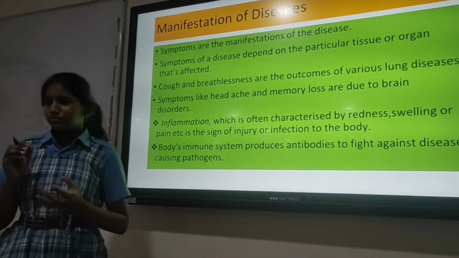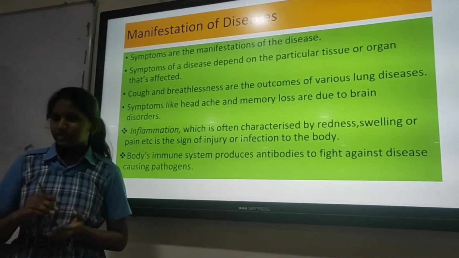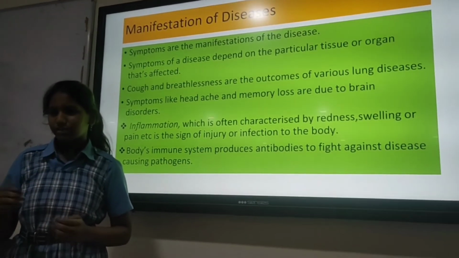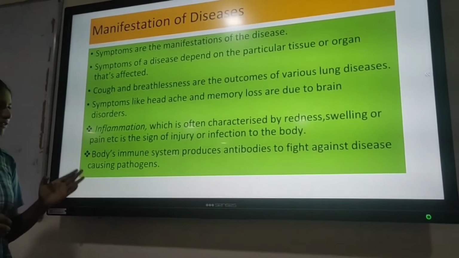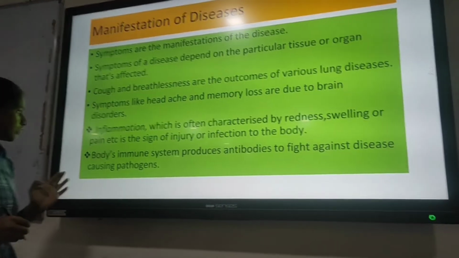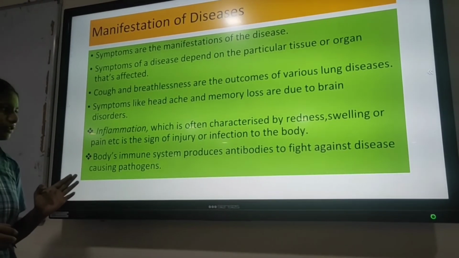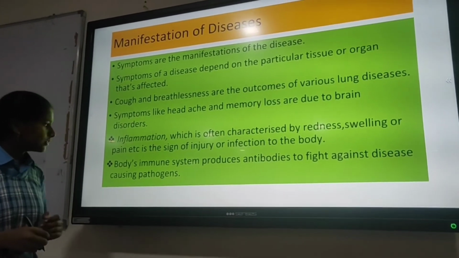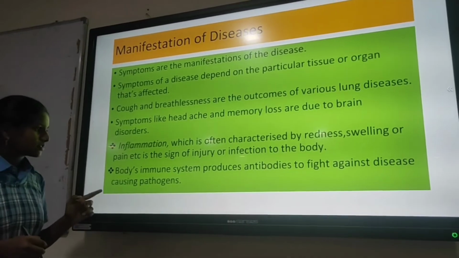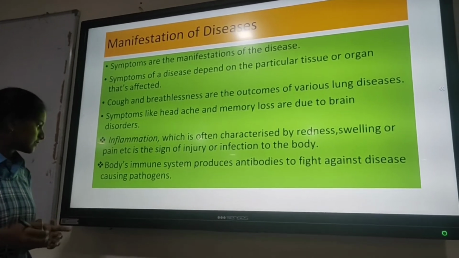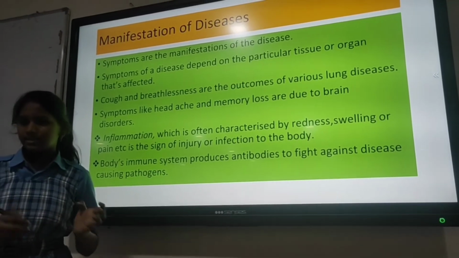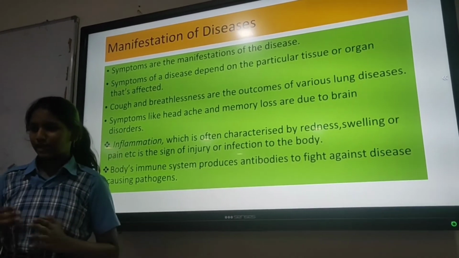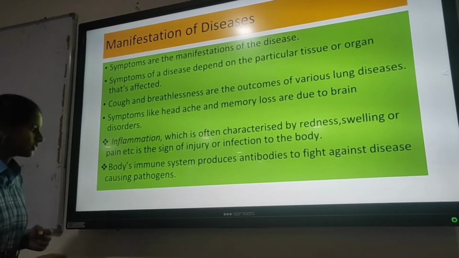When we see the symptoms at a basic level, then we should go to the doctor. If not, it will cause big damage. Inflammation, which is often characterized by redness, swelling, or pain, etc., is a sign of injury or infection to our body. The body's immune system produces antibodies to fight against disease causing pathogens. And if we are strong, only then will these antibodies be produced and able to fight with the pathogens.